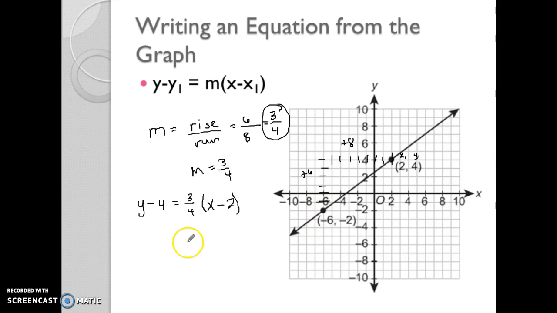The other one is using this point. So y minus a -2 equaling our slope of 3/4 times x minus a -6. So since we're subtracting negatives, make sure you rewrite it to an add the opposite problem. So y plus 2 is equal to 3/4 times x plus 6.